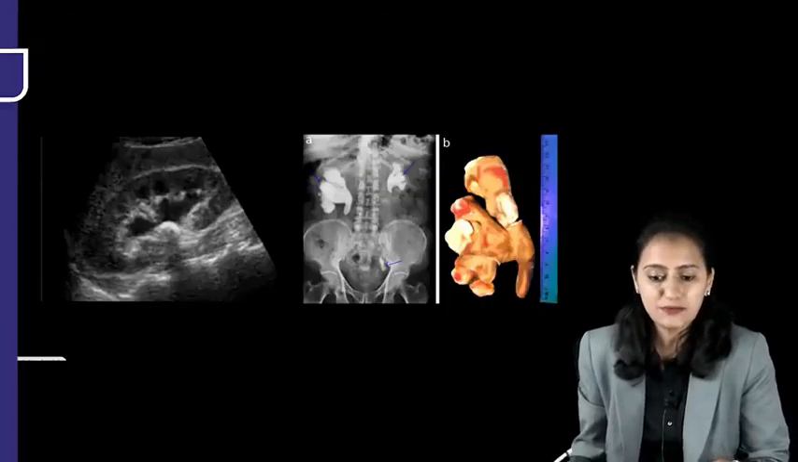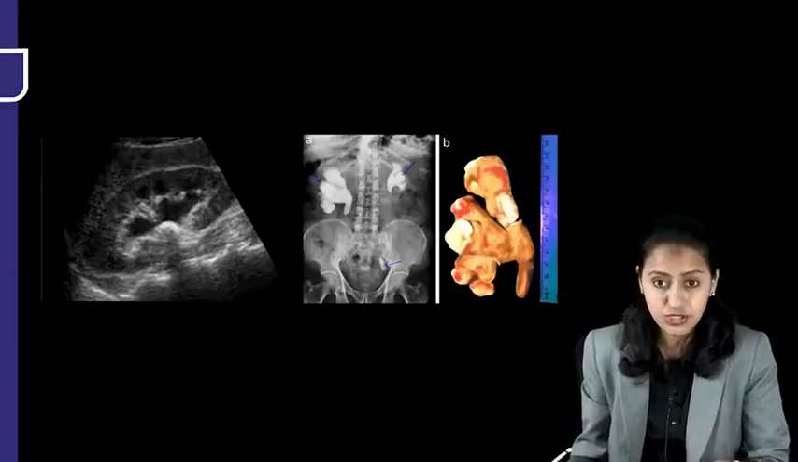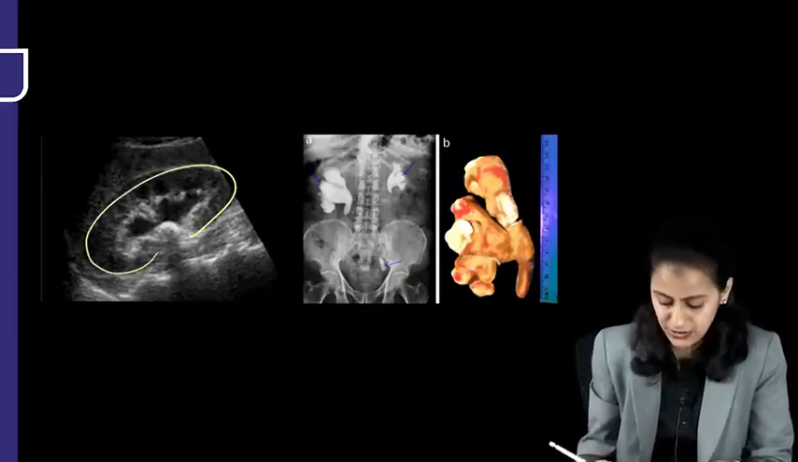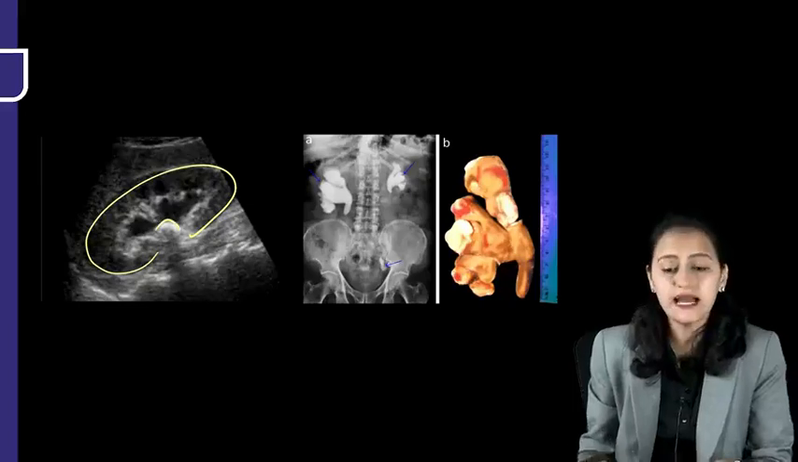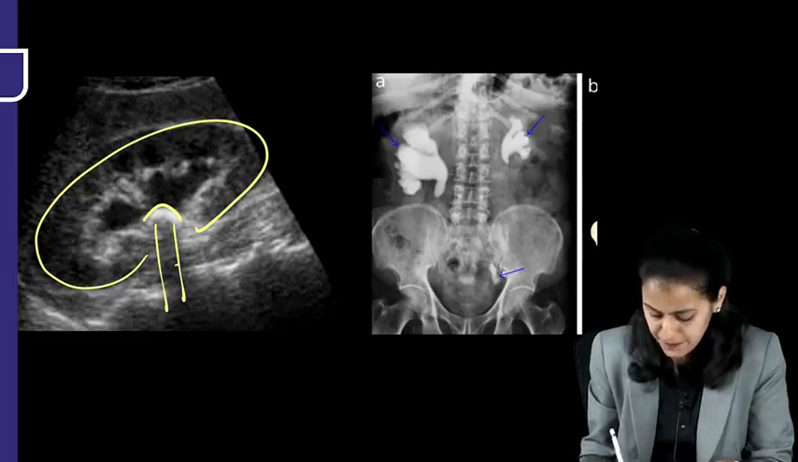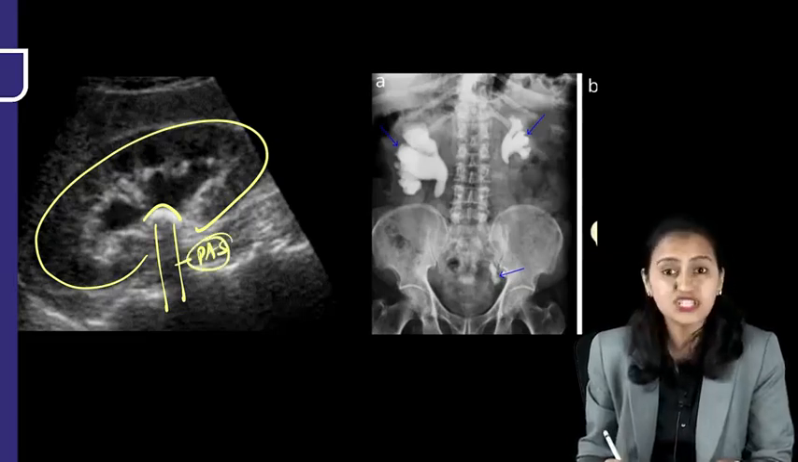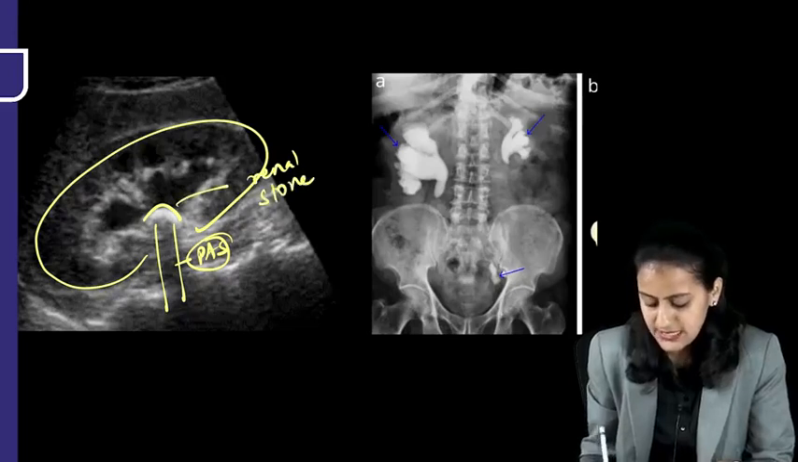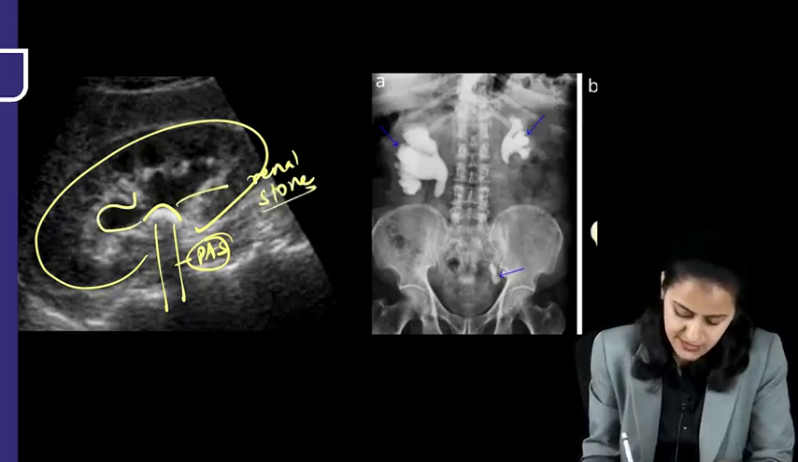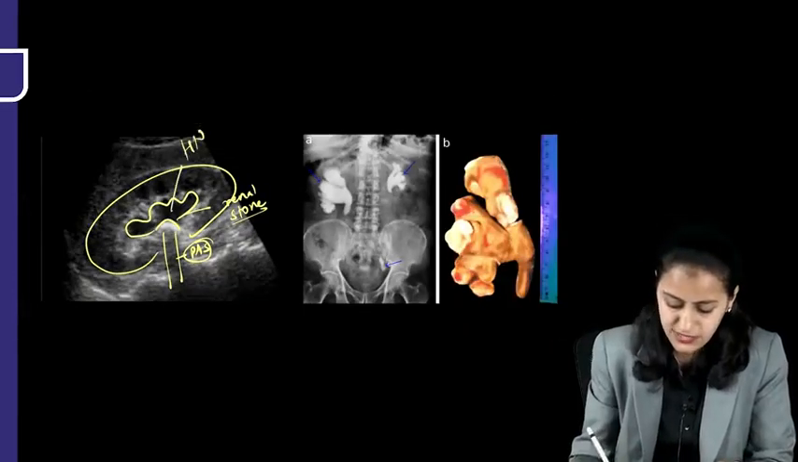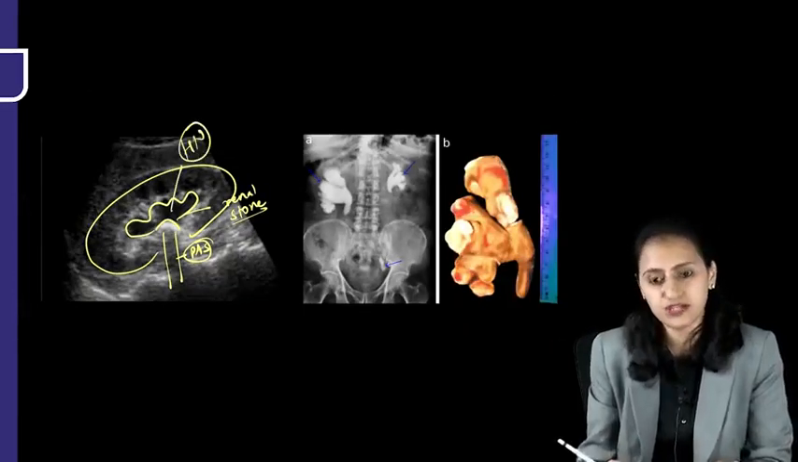Going on to the next one, what do we see here in this image? This is an ultrasound of the kidney. There is a hyperechoic thing behind which we see the black shadow. The posterior acoustic shadowing tells me that this is a renal stone, a renal calculus, with associated fluid in the pelvis, that is hydronephrosis. That means it is causing obstruction.